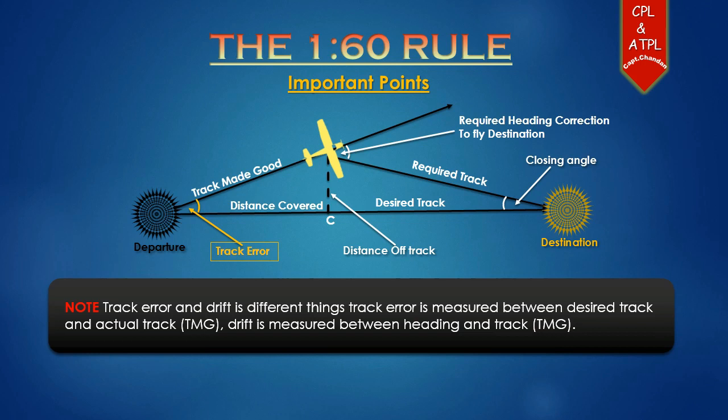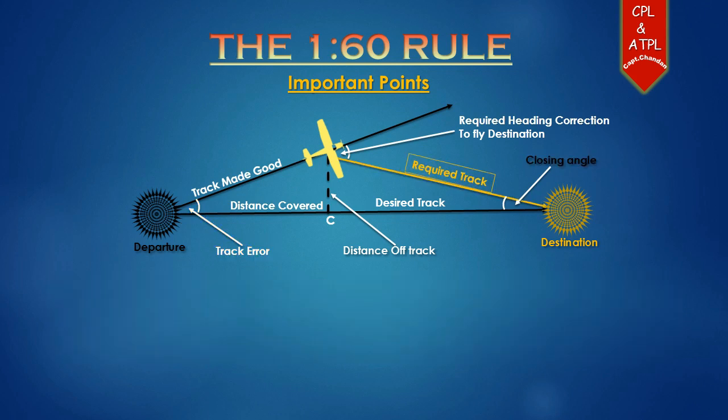Note, track error and drift are different things. Error is measured between desired track and actual track, that is called track made good. Drift is measured between heading and track.